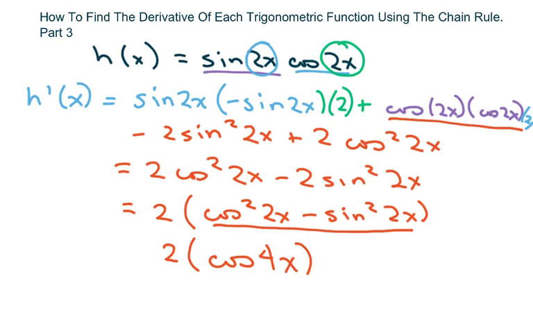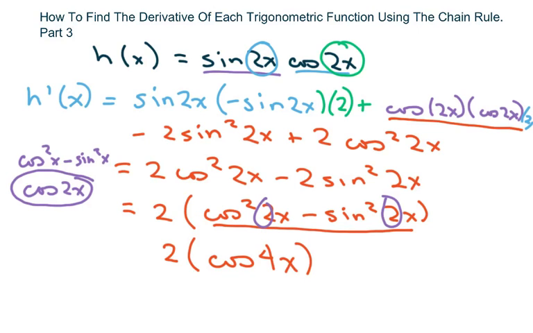Remember your identities. Cosine squared of x minus sine squared of x equals cosine of 2 theta, or 2x. But since we have a 2 here, we just double that up, and that's going to be 4. Then we already had this 2 outside here. All right. Now another way to do this is using your double angle identities right up front.